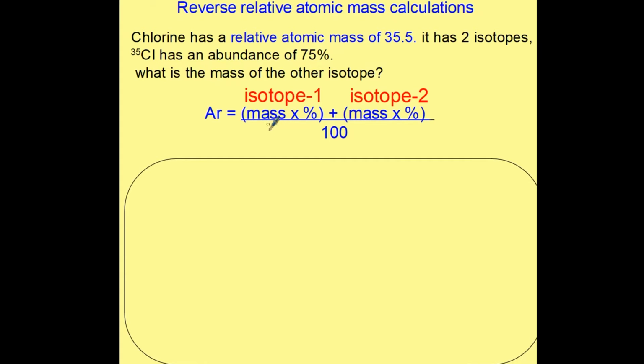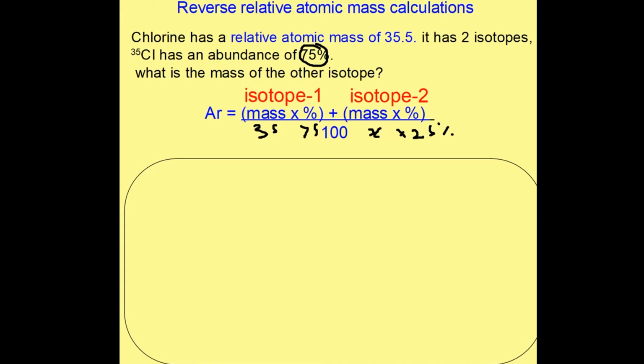And obviously, the mass of the first one is 35, and its abundance is 75%. We don't know what the mass of this one is, so we're going to use algebra at this point and put maybe an X in here. Now, because there's only two, if this one is 75%, then the abundance must add up to 100, so this one must be 25%.